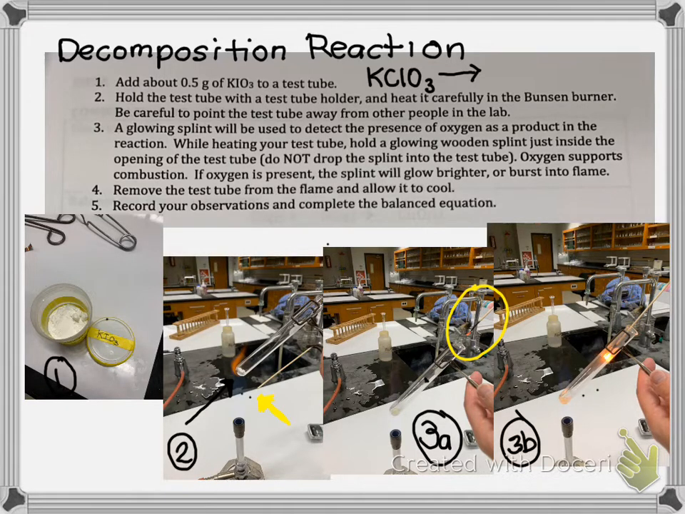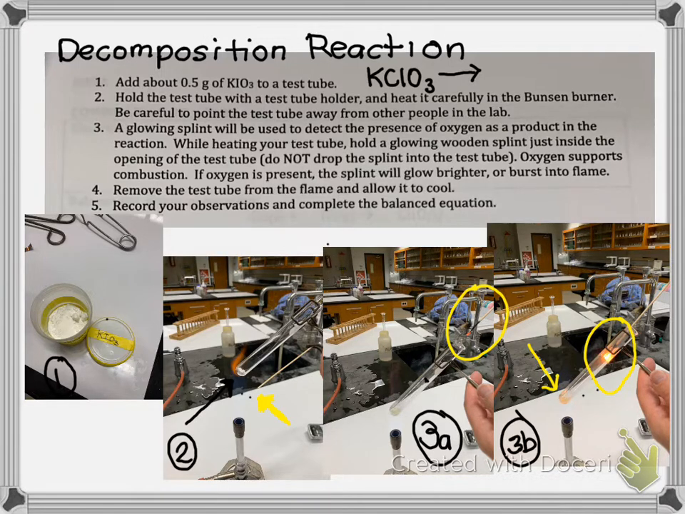So then notice, look carefully, once I put the splint into the mouth of the test tube, it reignited and caught on fire. And that's telling me that as part of this reaction, oxygen is being released. And if it's hard to see from this picture because it was hard to take a picture close up, but here the potassium chlorate is no longer a white powder. It was kind of bubbling and clear. So it started to melt and it was bubbling.